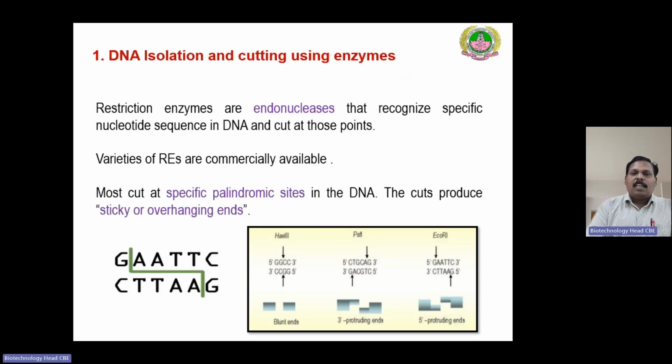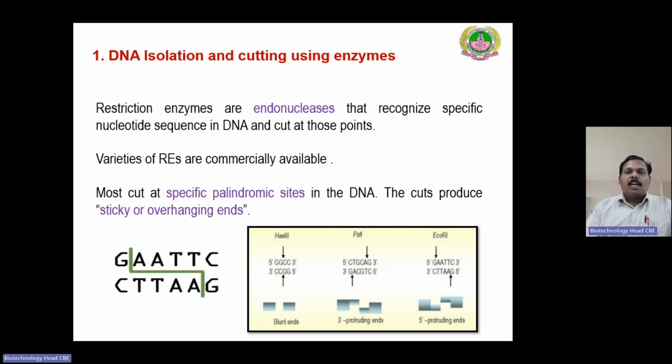Having seen the key players in recombinant DNA technology, the first one being the plasmid as a vector system, we will also get to see the other two enzymes. One is restriction endonuclease for cutting. The next one is ligase, as a glue for pasting the DNA into the vector system.